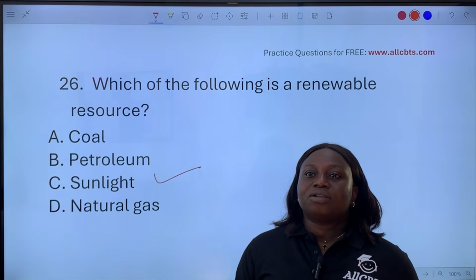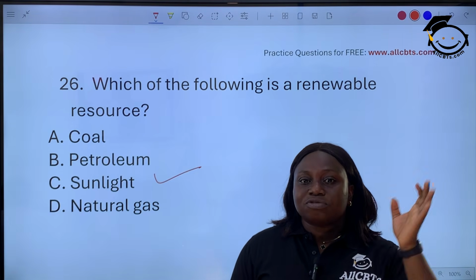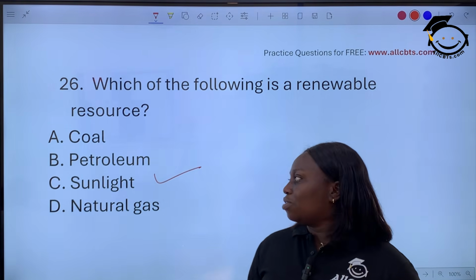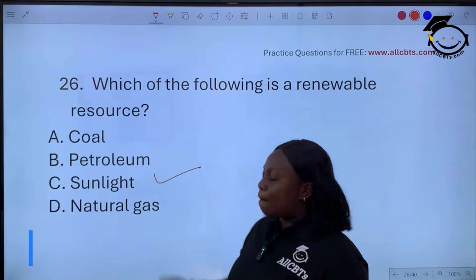In fact, we use that solar energy and different kinds of things. They can be renewed. From solar energy, we can still use it as electricity and different things. You can even convert it again to heat energy. So that is why we said it is renewable.